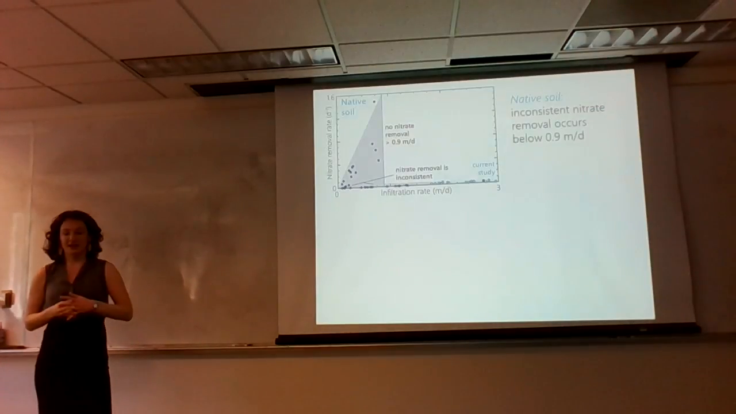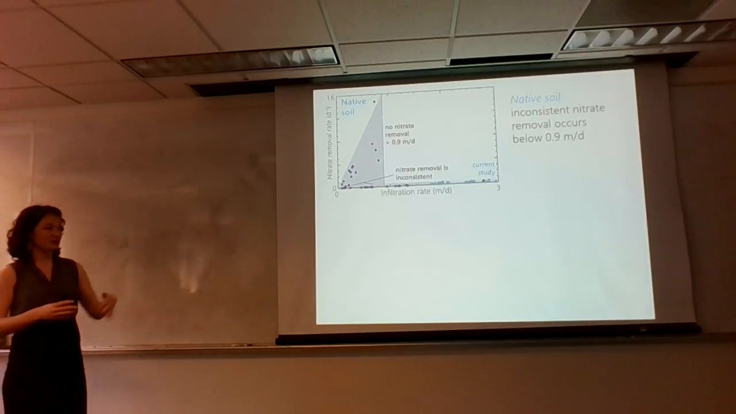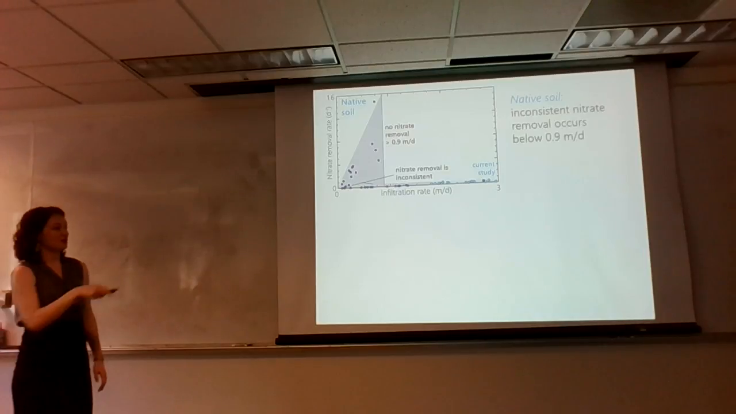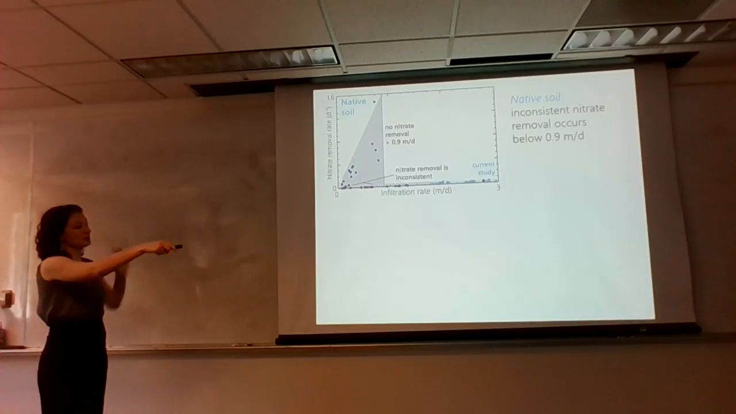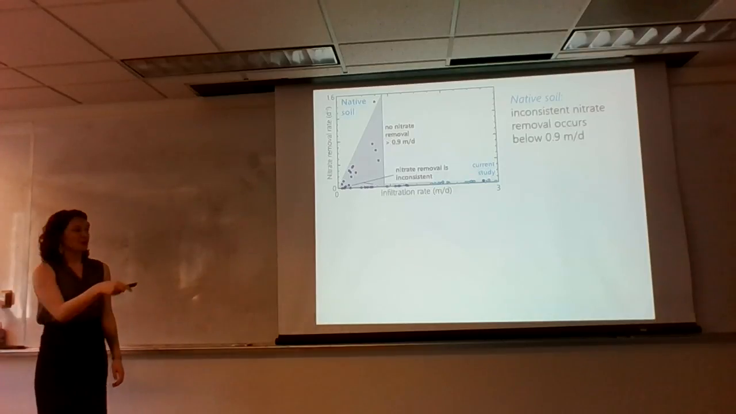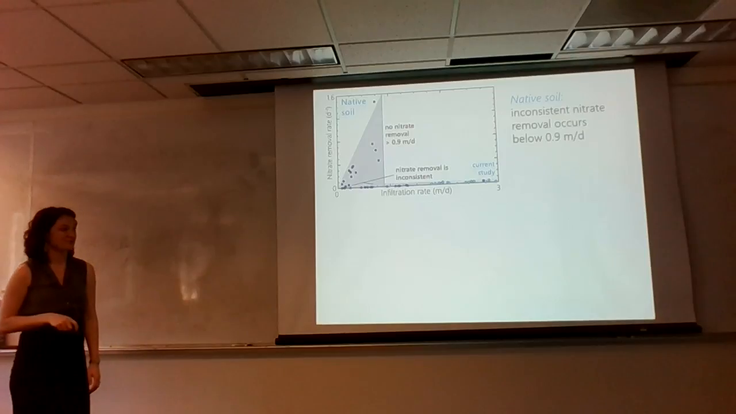To get a more general sense of how the wood chips might affect nitrogen cycling dynamics, we can put data from this study into a wider context. So here's the figure I started this chapter with, and I've added our data in for comparison. So for native soil, we always had infiltration rates above this threshold of 0.9 meters a day, and there was little to no nitrate removal. So that data is consistent with the paradigm I presented at the beginning of this section.